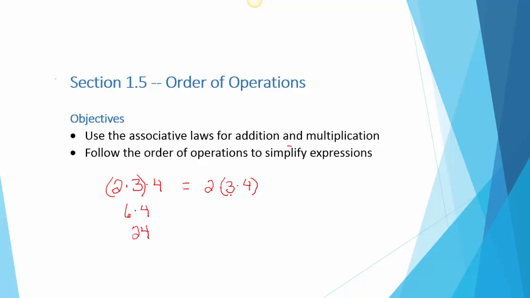If I do it this way, I do inside the parentheses, so I get 2 times 12, and 2 times 12 is 24. So you can see that these are equivalent, and that's basically what an associative law says: it doesn't matter which one you associate with here. You can do it in any order and it will give you the same answer.